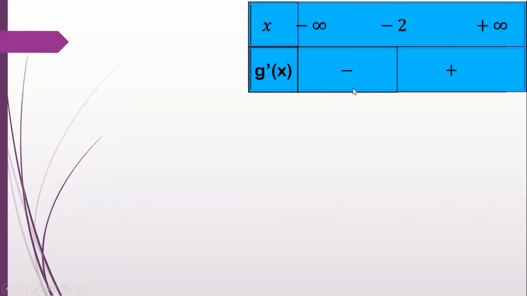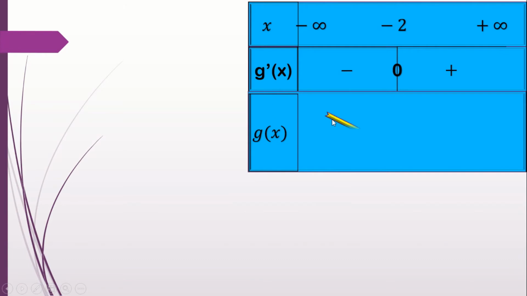Since G prime is negative from minus infinity towards minus 2, we can say that G of x is decreasing. Also, it's positive over minus 2 to plus infinity, so we can say that G of x here is increasing. G is also continuous. Since G prime of minus 2 is 0, we have a local minimum. So G at minus 2 is a local minimum.